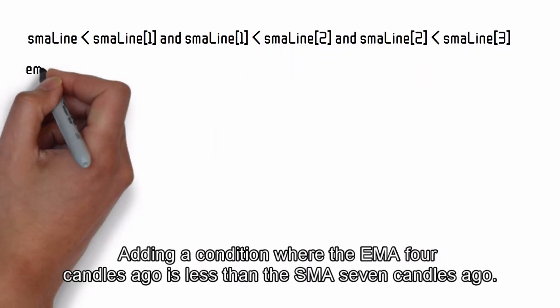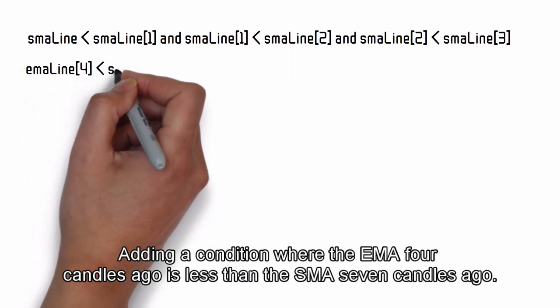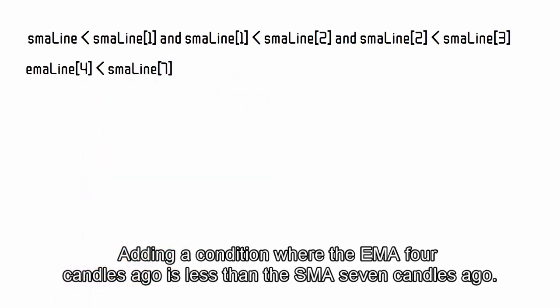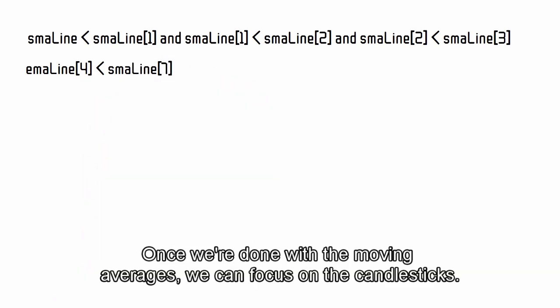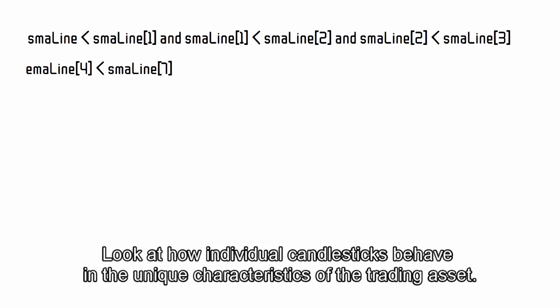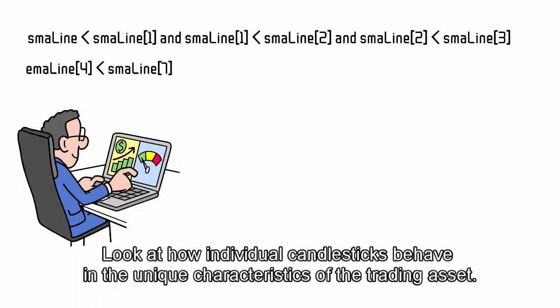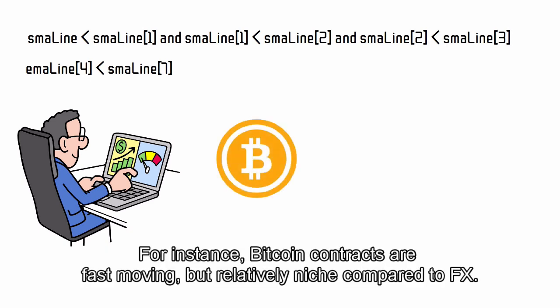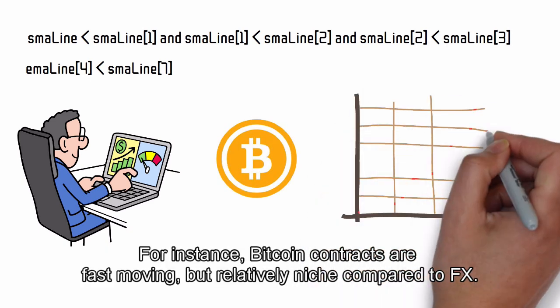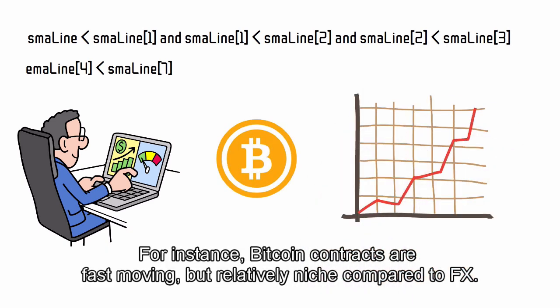Adding a condition where the EMA 4 candles ago is less than the SMA 7 candles ago. Once we're done with the moving averages, we can focus on the candlesticks. Look at how individual candlesticks behave and the unique characteristics of the trading asset. For instance, Bitcoin contracts are fast-moving but relatively niche compared to Forex.